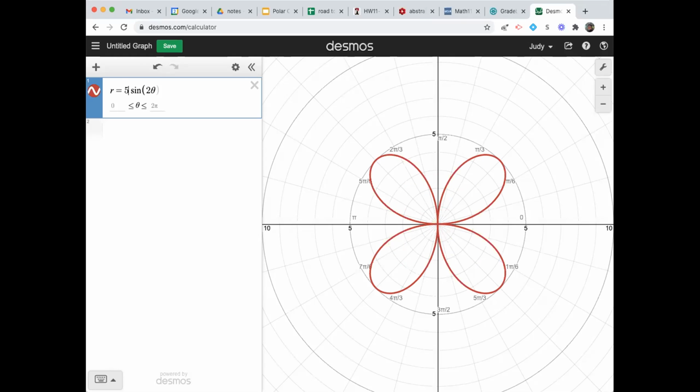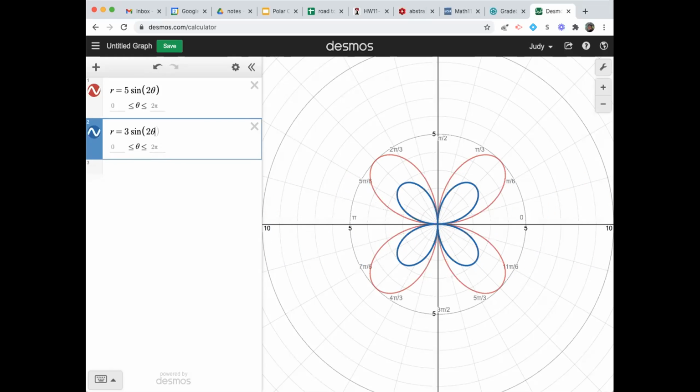Whoa, now we have like a bigger flower, okay? So if you're thinking about some of your art project stuff, you can almost have them nested inside of each other, okay? So the coefficient defines the size, but let's be more specific about that. The coefficient determines the petal length, okay? So the coefficient determines the petal length, all right?